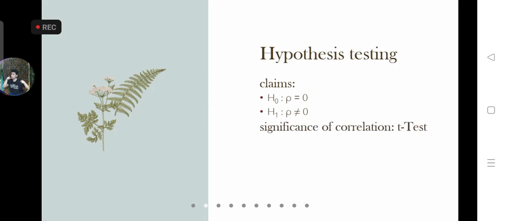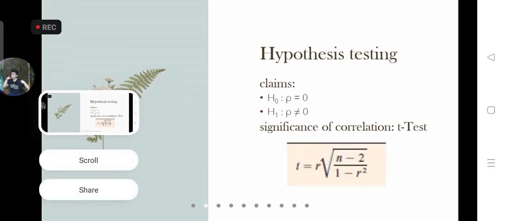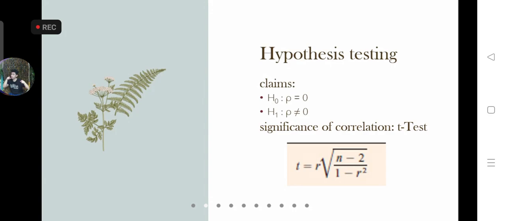So to test for the significance of correlation coefficient, we will use t-test. I'm sure you're already familiar with t-test, so I will not dig down deeper in that. We will be using the formula t is equal to r square root of n minus 2 over 1 minus r squared. So r will still be the correlation coefficient that you have solved earlier.